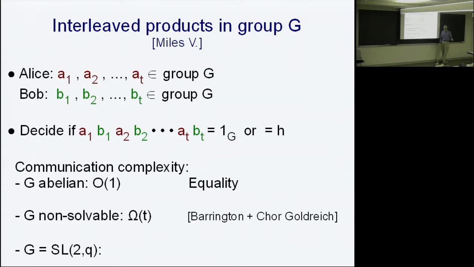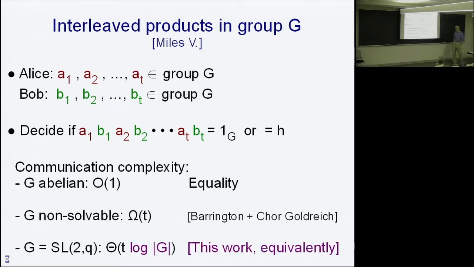And the stuff that I just told you about is equivalent to showing that for the group SL2(q), the communication is theta of t times log the size of the group. So you get this extra factor of log the size of the group, which is tight, because Alice can just communicate the input.